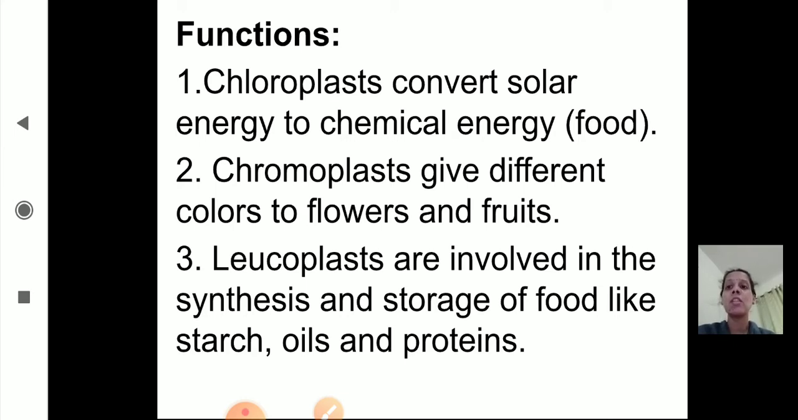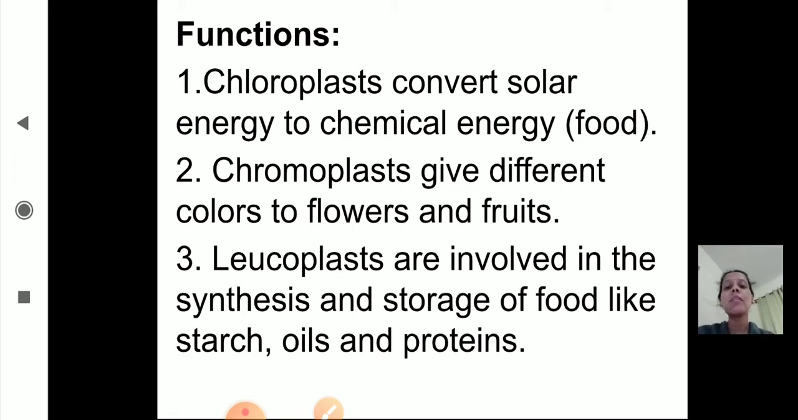Then the second one is that chromoplasts give different colors to flowers and fruits. Because of the chromoplasts which are present, the plants get different colors.